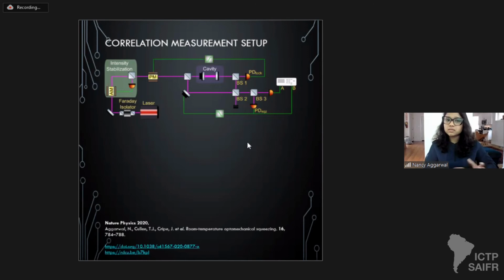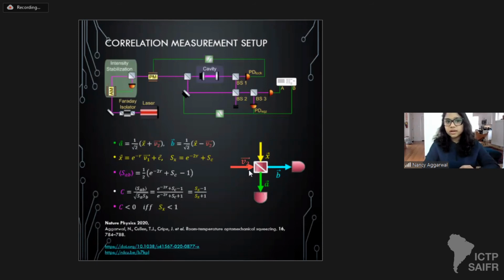So we asked ourselves, well, is there a way to measure squeezing without measuring shot noise? And we went back to the basics, that squeezing is nothing but correlations. So what we do here is we take the beam that we previously were measuring right after the second beam splitter, and we put it on a 50-50 beam splitter, and we just measure the correlation between these two photodiodes. Here I have some vacuum, which is entering over here in this beam splitter, and here is my state that I'm interested in mapping. And I'm measuring the correlation between these two photodiodes A and B.